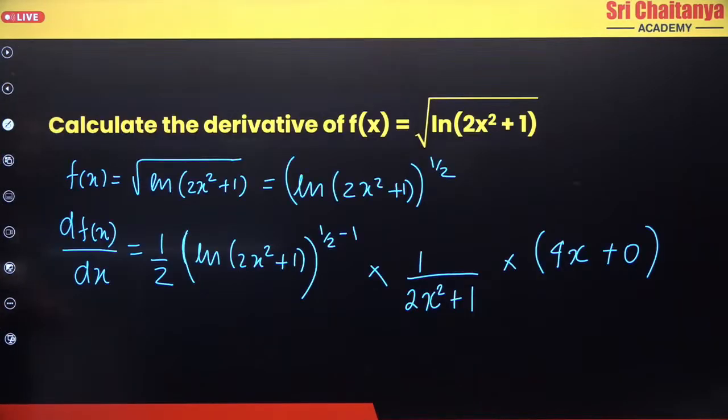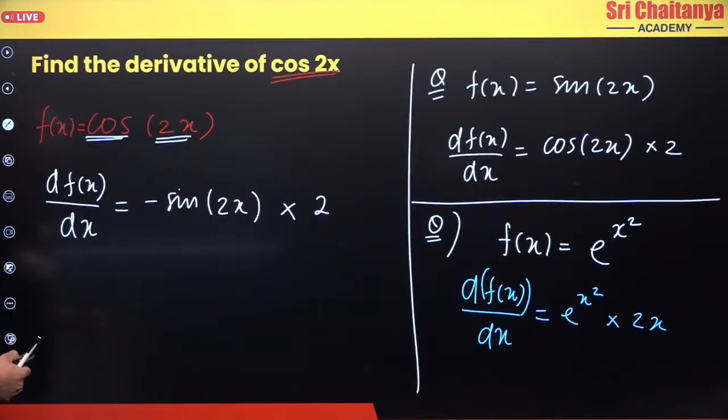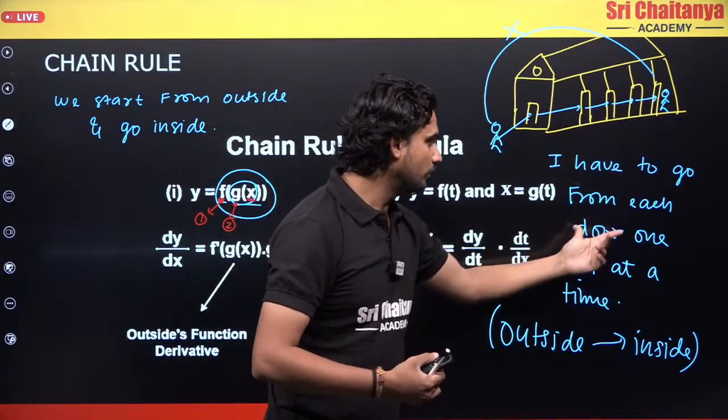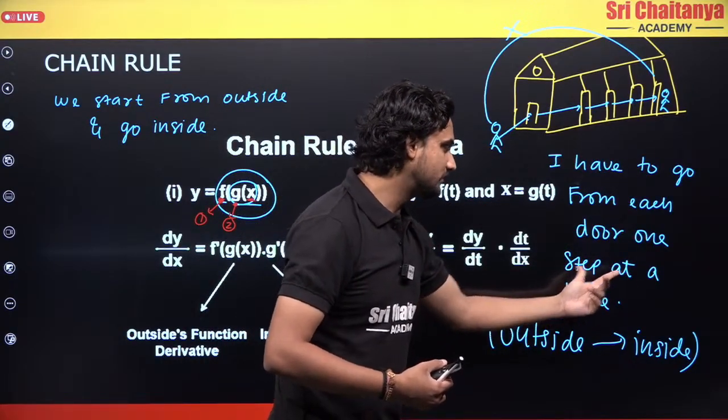Okay, so we have done many questions here. We have done many examples, right? And this is basically what the chain rule is. Okay, I'll repeat that you understand that I have to go from each door one step at a time.